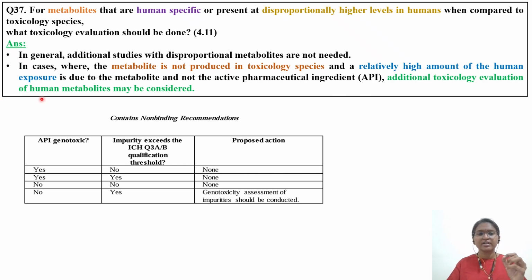Additional toxicology evaluation of human metabolites may be considered. So you have to do additional studies for this active metabolite, which is only seen in the case of human, to qualify that human metabolite. Why? Because unnecessary additional exposure, overexposure, will be there. Overexposure means over risk will be there. So to avoid that risk, we need to submit; that will be an agency requirement, either from the FDA, or EMA, or ICH requirement.